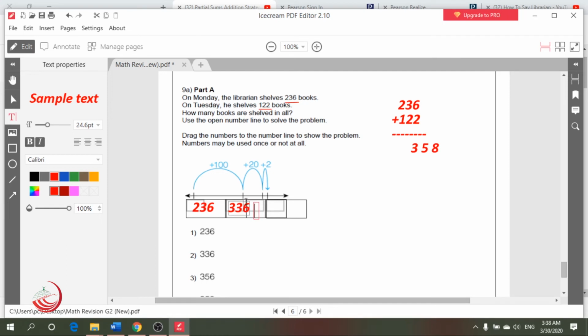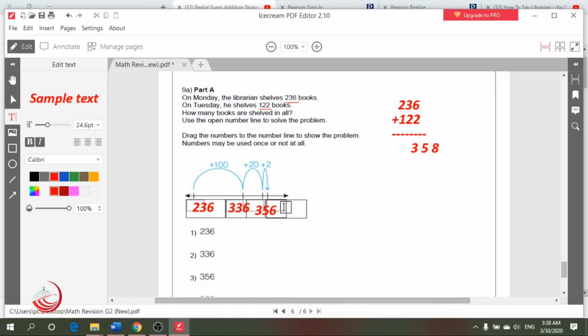So 3 plus 2, it will be 5. So my answer, it will be 356. Yeah, because here 336 plus 20, 0 plus 6, sorry, yeah, it will be 6. 0 plus 6, it will be 6. 2 plus 3, it will be 5.